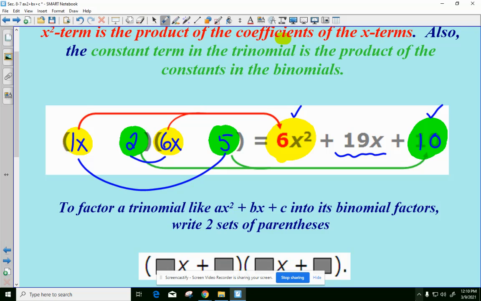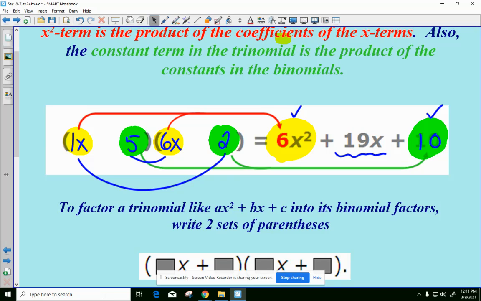Try again. Now, it could be as simple as bringing the 2 and the 5 and switching them. Because the yellows still say 6x squared. The greens still give me the 10, but now the middles, that's 30 and 2, 32. Not the right middle.